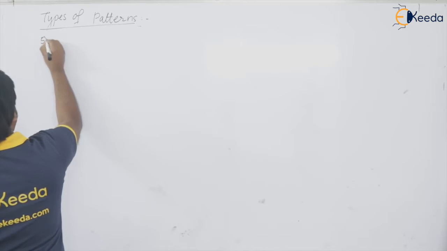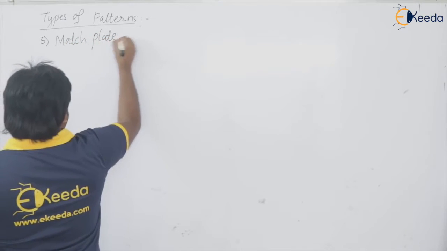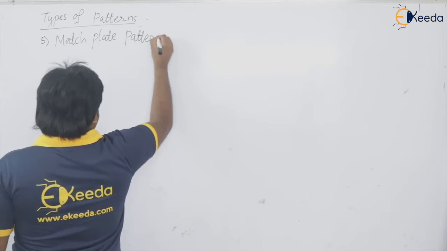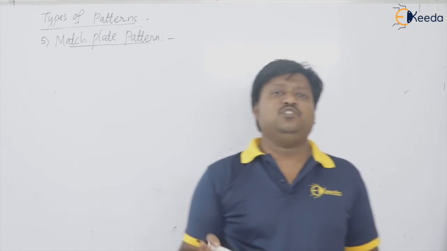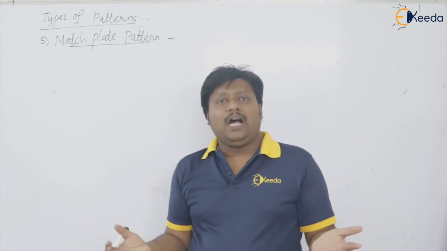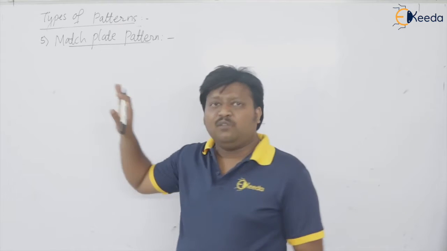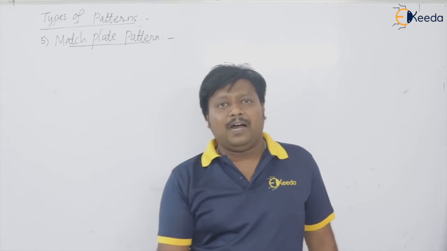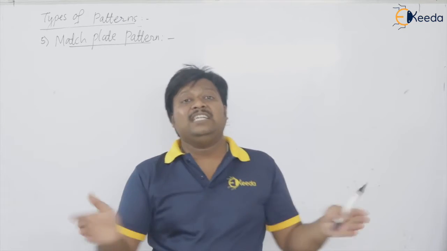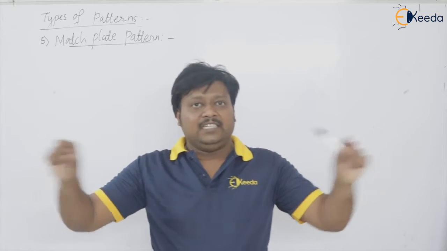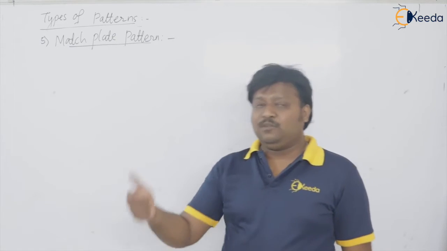The next pattern we have is the match plate pattern. So dear students, this match plate pattern is again simply an extension of the cope and drag pattern, where these two halves along with the gating and risering system were mounted on two different plates. But here in the case of the match plate pattern, the cope half and the drag half along with the gating and risering systems are mounted on a single, same plate. Okay, so that's the name, match plate pattern. So see, this is very simple, just an extension of the cope and drag pattern.